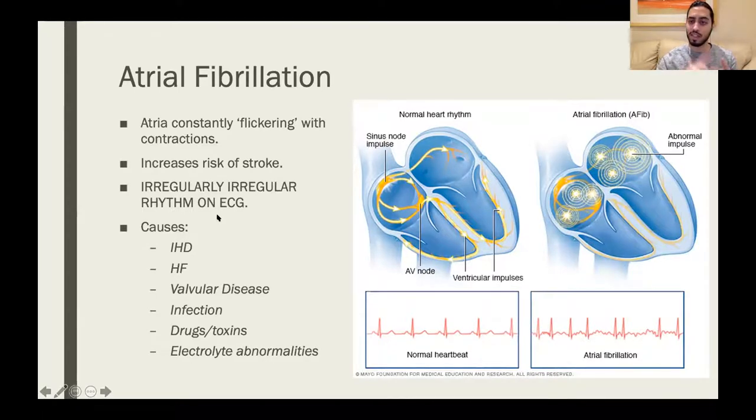Causes can be ischemic heart disease, heart failure, valvular disease, infection, drugs, electrolyte abnormalities, basically anything. Anything can cause AF, especially in the elderly, because your heart gets a bit weaker and a bit more sensitive. So anything that causes any irritation or any problems with the heart can result in your atria going a bit crazy and causing you to have a picture of AF. So to manage acute AF, you've got to manage it acutely with some rate control. Some people, especially in the elderly population, have something called paroxysmal AF, which usually resolves within 7 days by definition, but that needs a pill to manage.